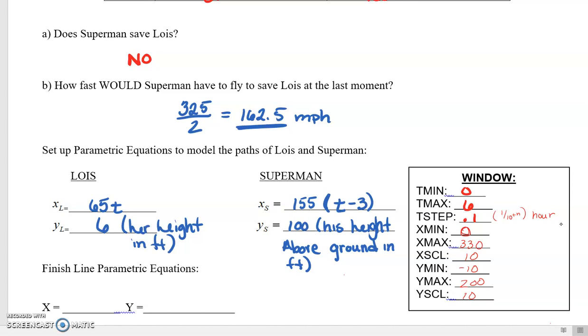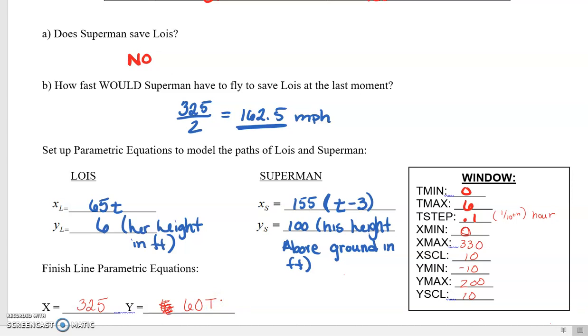Right now, we want to create a finish line. We know that at 5 hours, after looking at the table, she's 325 miles away. So we're creating a vertical line, and a vertical line that will start at x equals 325 miles away. And there are many ways you could do it. I'm just going to say 60t.